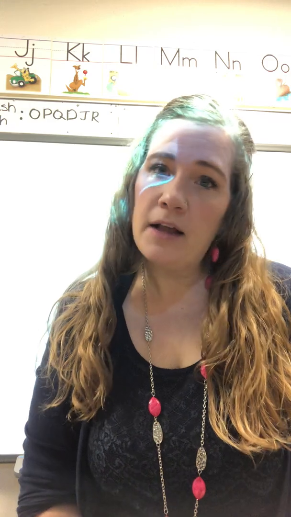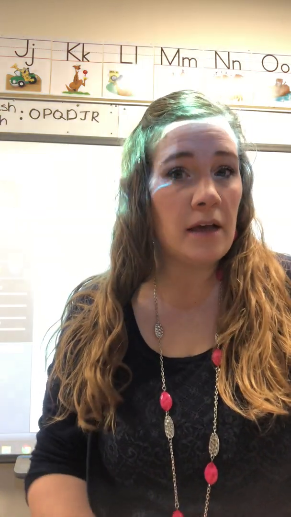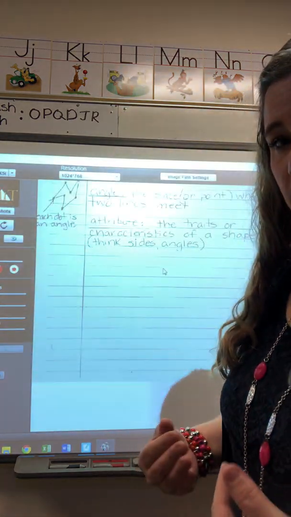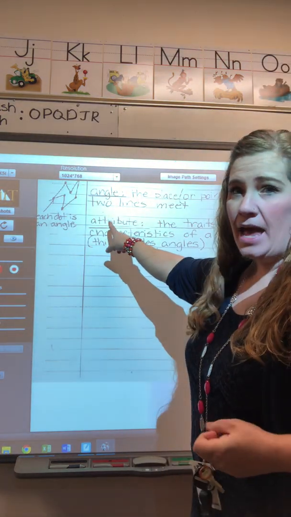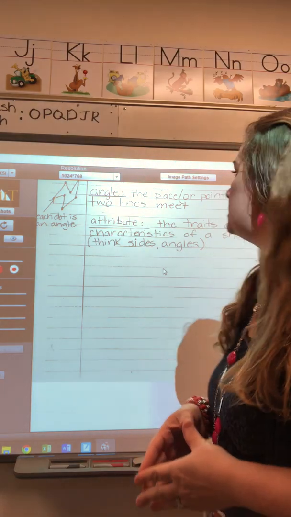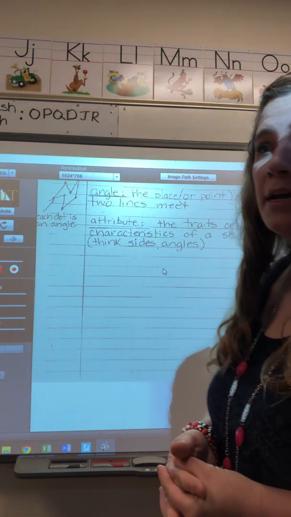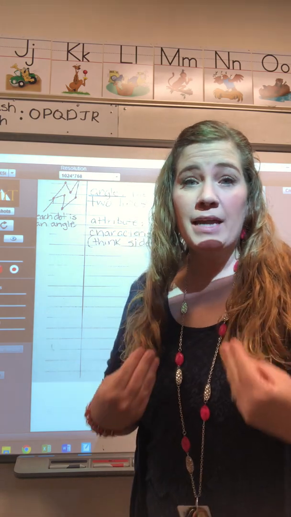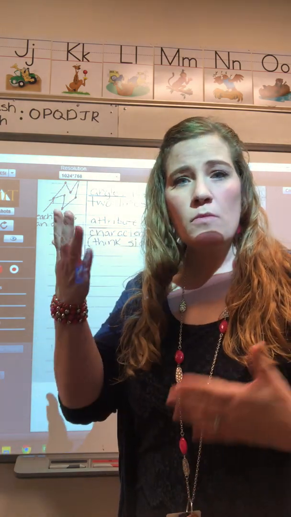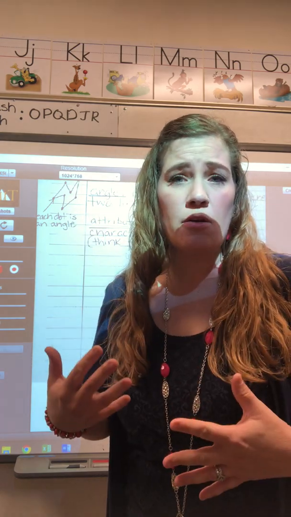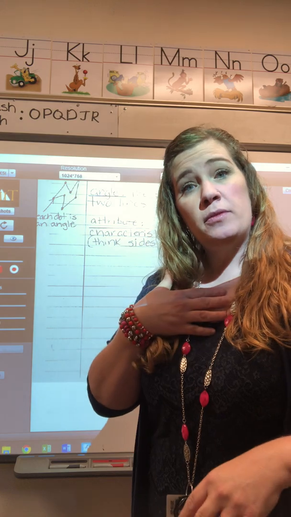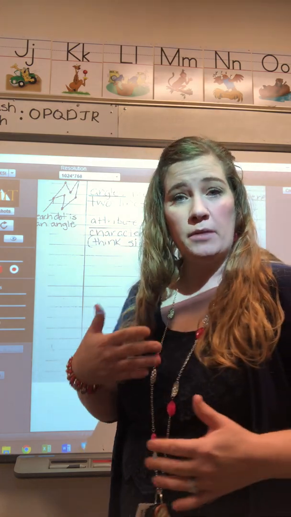Today's lesson is not going to focus on the names of the shapes, okay? What we're going to do is look at attributes. An attribute of a shape. An attribute is the traits or characteristics of a shape. If I were going to talk about my characteristics, I might talk about being shorter, or having dark or light brown hair, or having blue eyes.